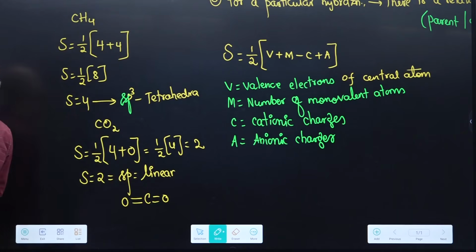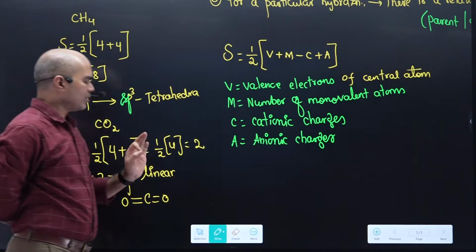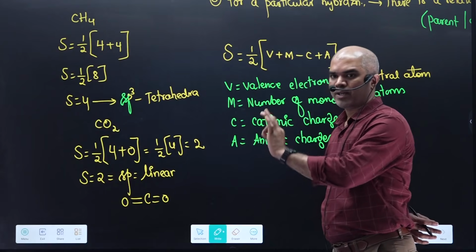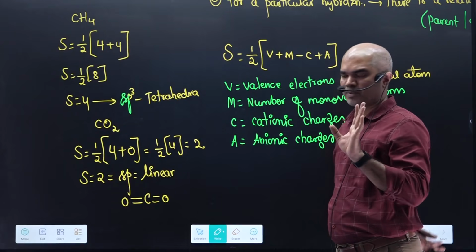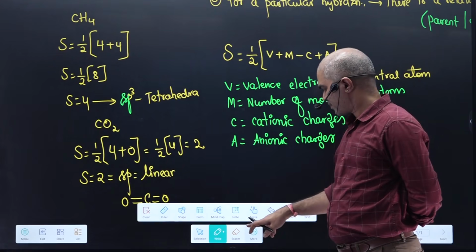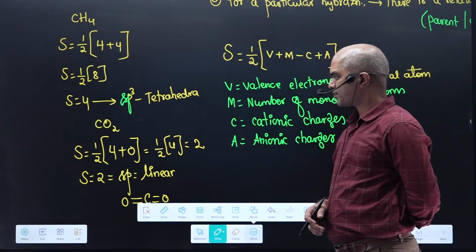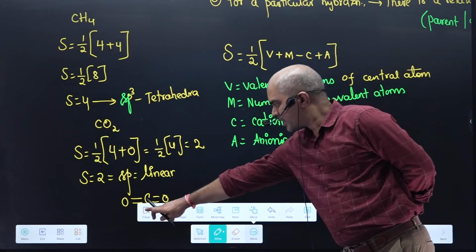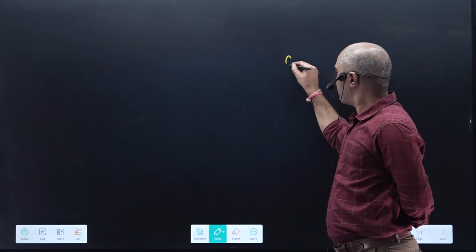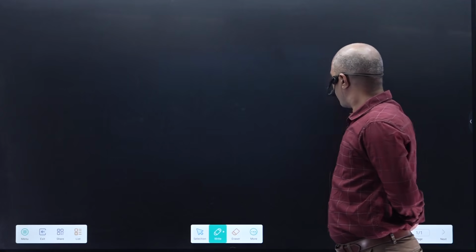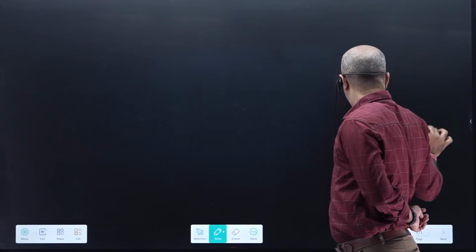This is the method followed, but we are going to follow another method where in detail you will know about each and every molecule, so that you will have a good idea about any molecule given to you. Done? Okay, as an example, you do carbonate anion, CO3 2 minus.